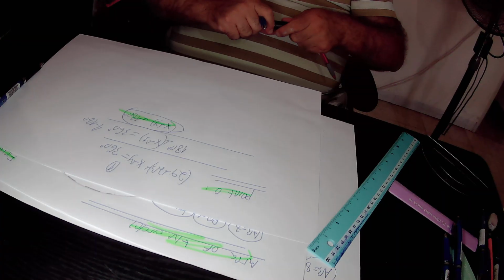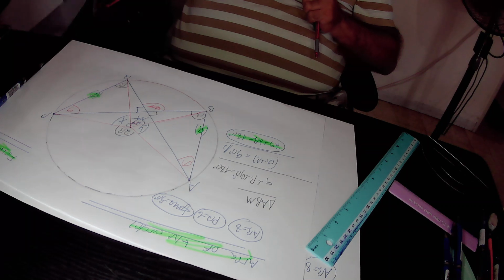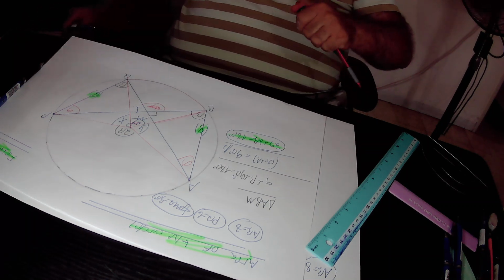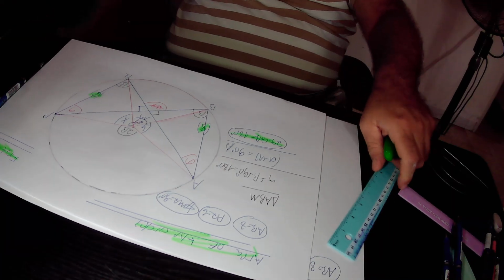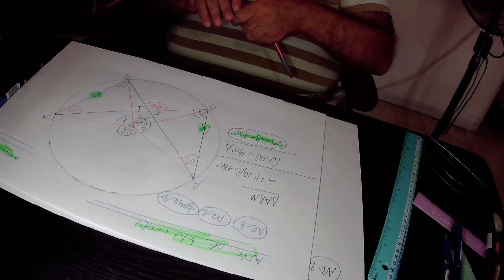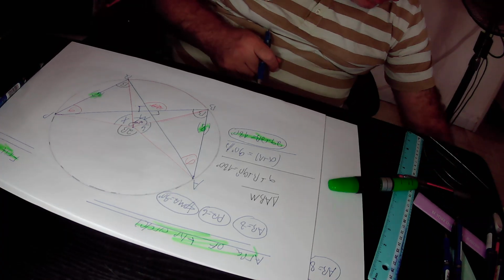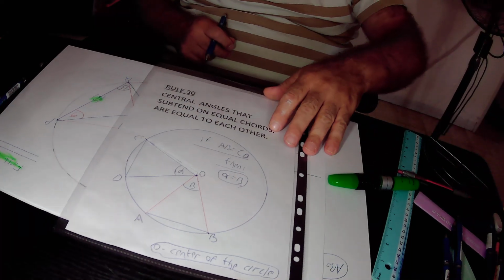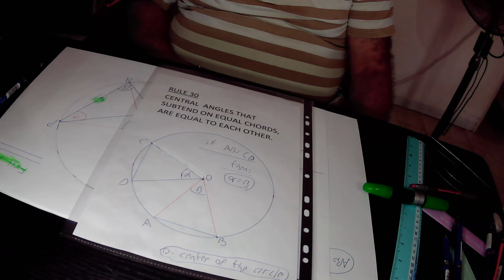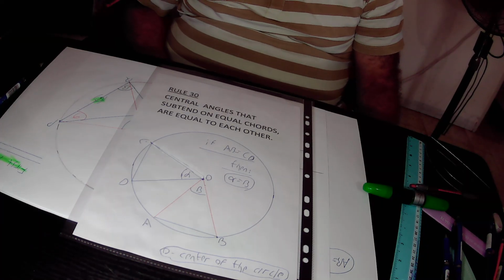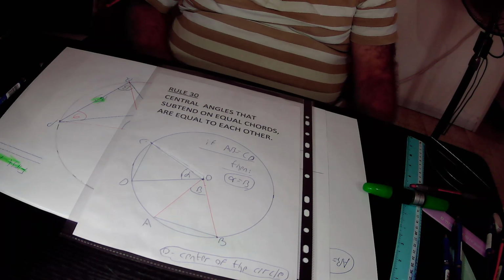In the next step, I will present to you rule 30, and we will implement rule 30 in our drawing. According to rule 30, central angles that subtend on equal chords are equal to each other.